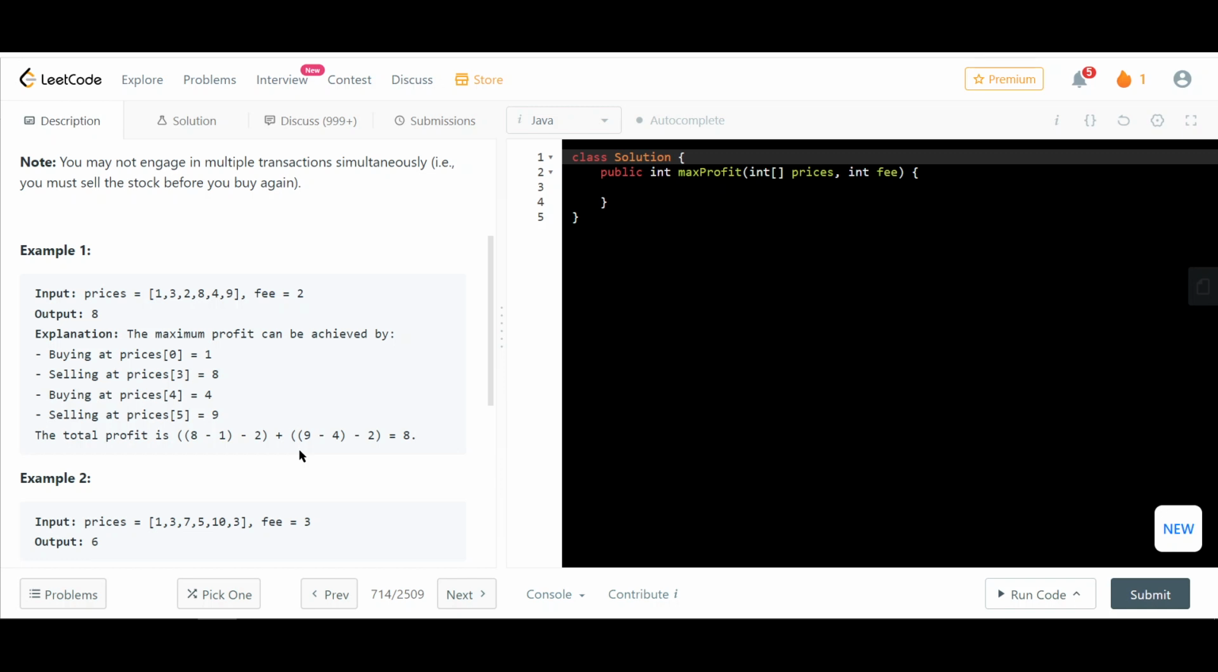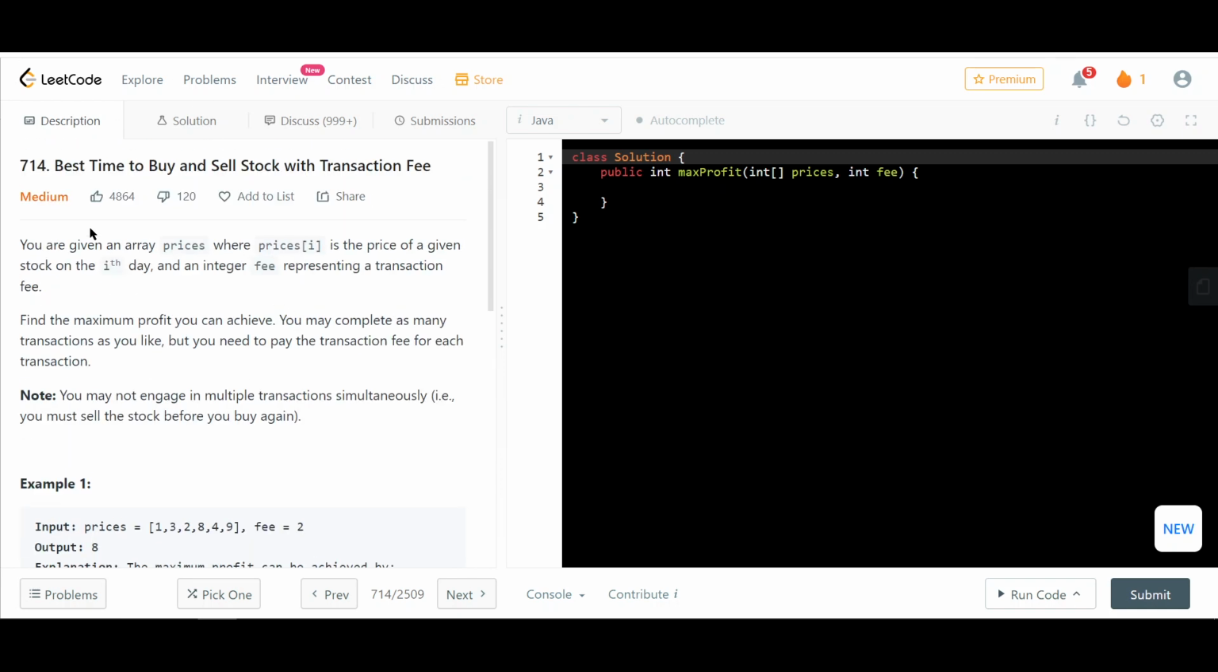Now this transaction fee can sometimes be costly because it could be that like 1 to 2, right? So there is no point in buying at 1 and selling at 2 if your transaction fee is 5. So transaction fee also plays a role in whether or not you actually buy and sell on a specific day.